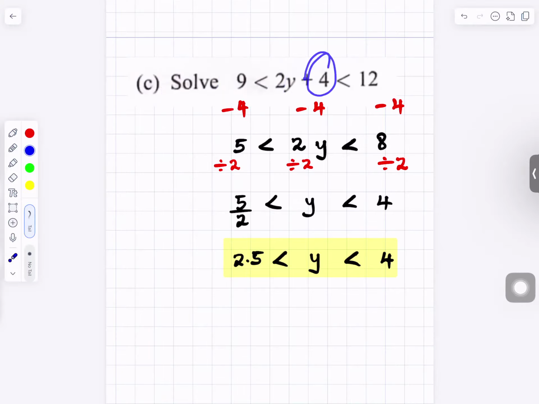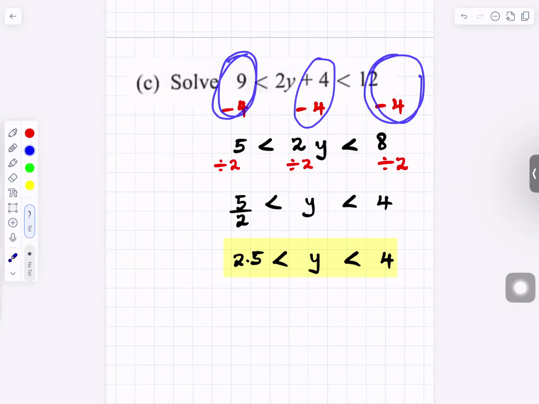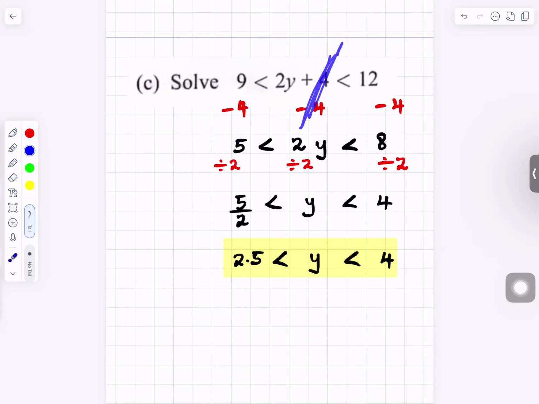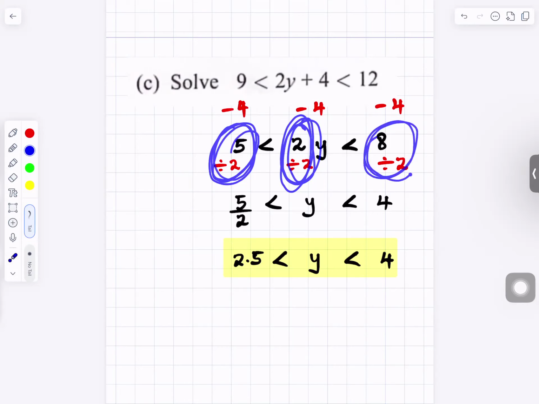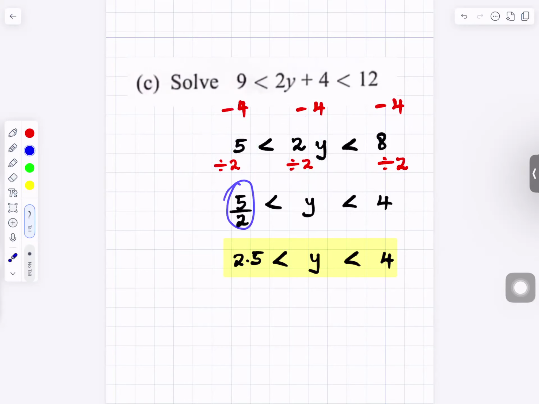So you want to remove the 4 and then remove the 2. What's the opposite of plus 4? Minus 4. You minus 4 in the middle, minus 4 at the end, minus 4 at the start. So 9 minus 4 is 5. This 4 will cancel with that 4. 12 minus 4 is 8. We do the opposite of times 2. You divide by 2 in the middle, divide by 2 in the beginning, and divide by 2 in the end. So 5 divided by 2 is 2.5. In the middle, the 2 will cancel, and then 8 divided by 2 will be 4. So y is between 2.5 and 4, and that's the answer.